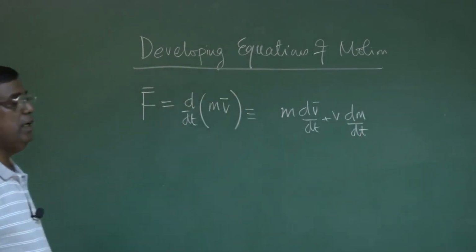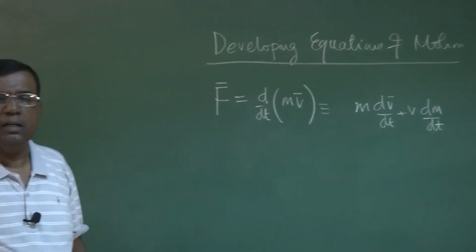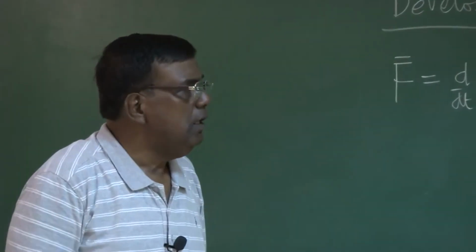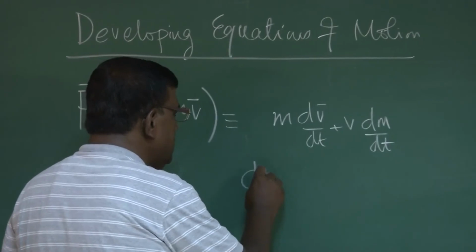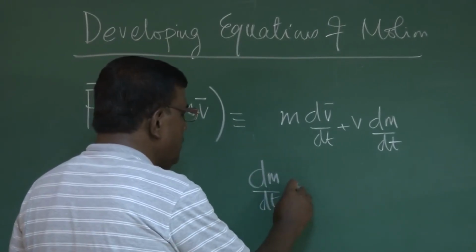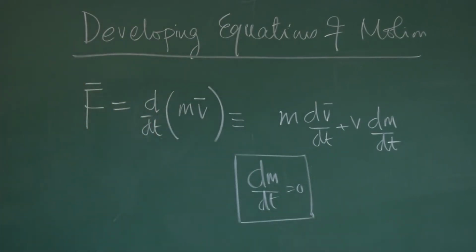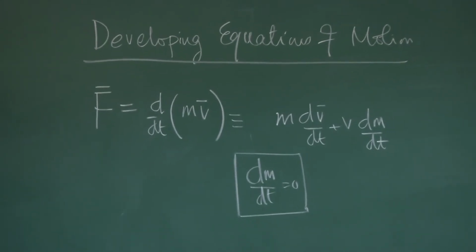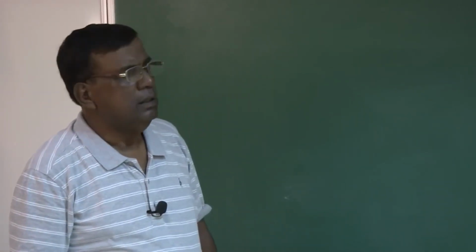For our stability analysis, since the duration is small, even if there will be very small fuel consumption during that study, we will neglect it. We will say dm by dt is 0. Please understand, we are putting it 0 because we are building our equations of motion for stability analysis, dynamic stability analysis, which is a transient analysis. Very small time we will be using.